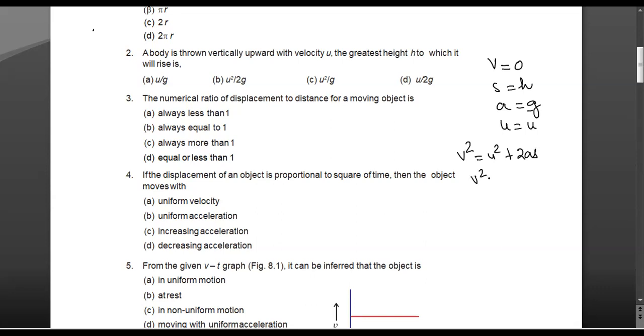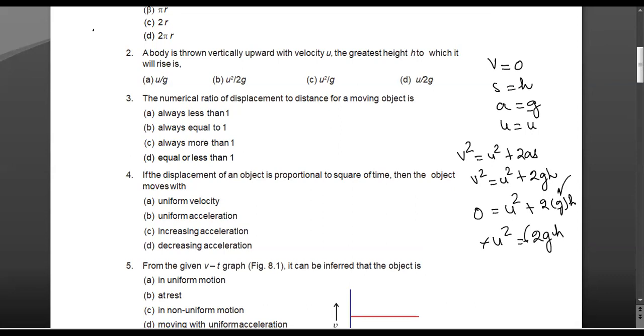So we can write v square equals u square plus 2gh. Now since at the highest point the final velocity will become 0, we write 0 equals u square plus 2 into minus g into h, where h is the height. When u square comes to that side, it becomes minus u square equals minus 2gh, and the minus signs cancel out.